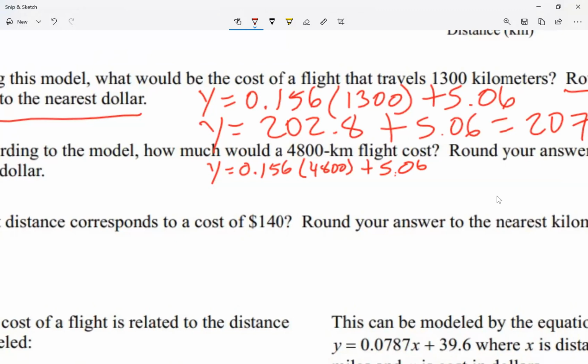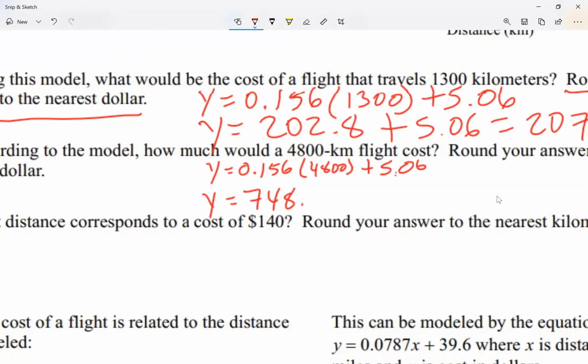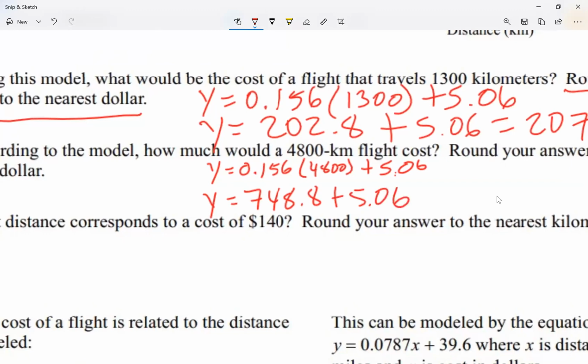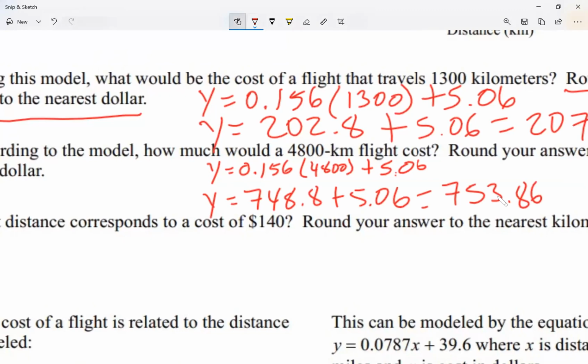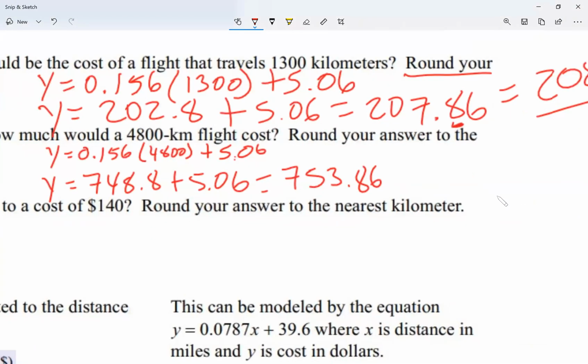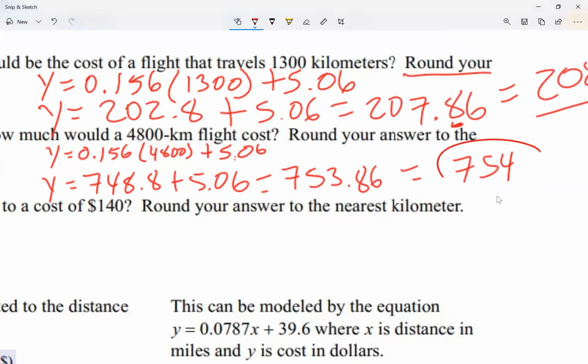Now I can multiply it. 0.156 times 4,800 gives me 748.8 plus 5.06. Okay, when I add this, it gives me 753.86. I have to round this to the nearest dollar as well. So I'm gonna say my answer is 754. Good. Kind of expected that, so that's not bad.